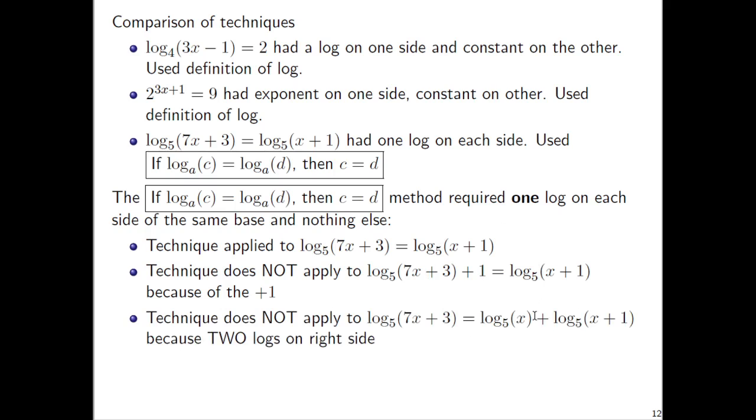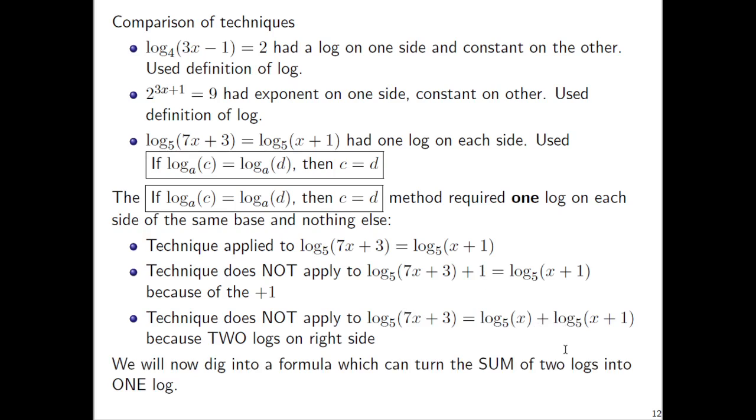The technique also does not apply to log base 5 of 7x plus 3 equals log base 5 of x plus log base 5 of x plus 1. And that's because there's two logs on the right side. So we'll eventually deal with this plus 1 issue, maybe not right now, but let's take a look at this one, which is actually surprisingly the easier issue to deal with.